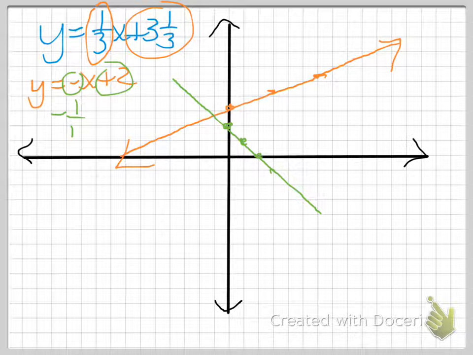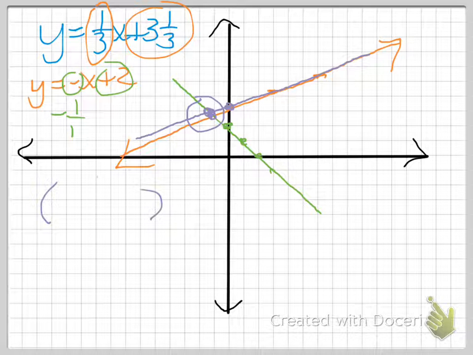Okay, now if I had drawn my lines super good and straight, they would have crossed at this point right here, because this is really supposed to be up just a smidge more. And so if I drew my lines right through those dots, you would see that it would cross right there. So that is my solution right there, and I'm going to write that as an ordered pair.